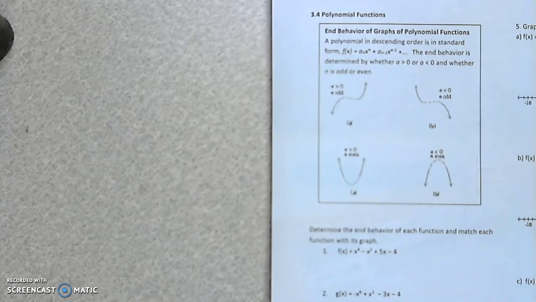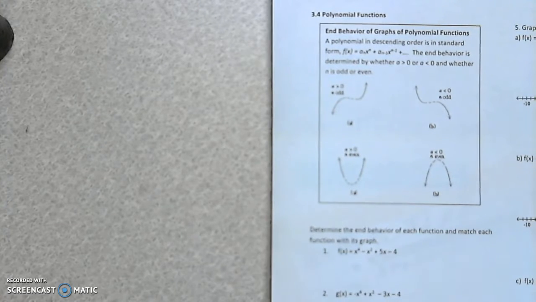They can have multiple things going on in the middle, but what we're going to look at are the end behaviors, so the left end of the graph and the right end of the graph, and we can tell some things about that by just simply looking at the function itself.